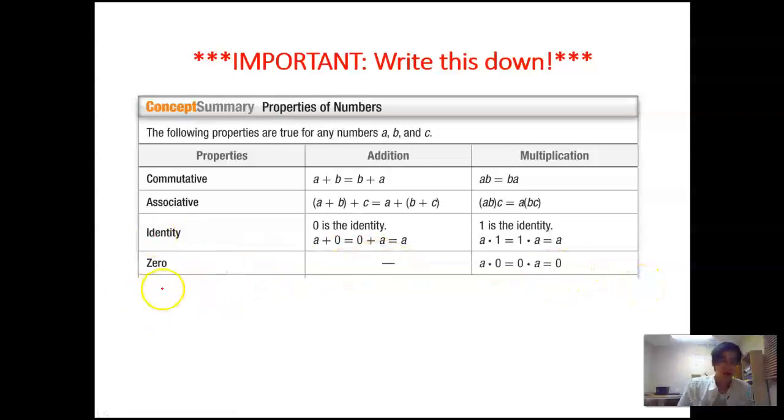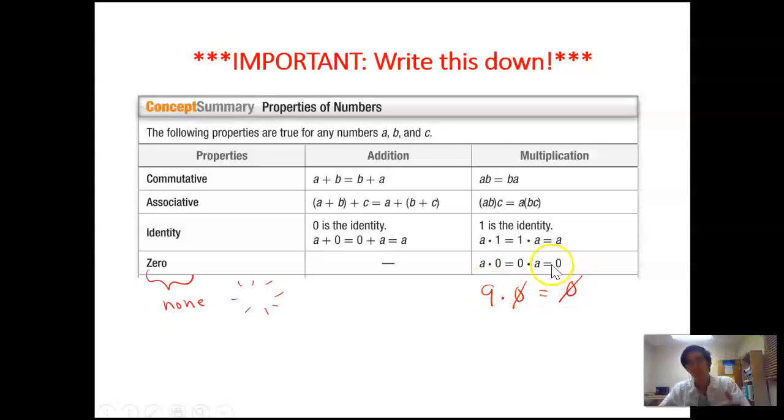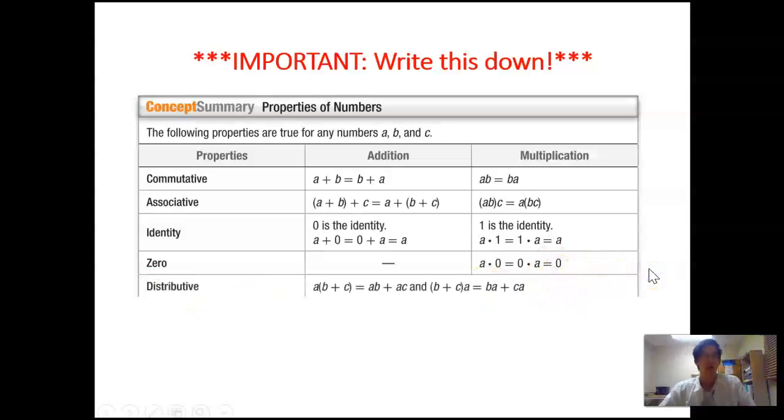Zero. So 0 means you are gone, right? There's no more left, right? There's the dude, he's disappeared. So in addition, you don't really have anything, but for multiplication, anything multiplied times 0 will give you 0. Alright? Simple property.